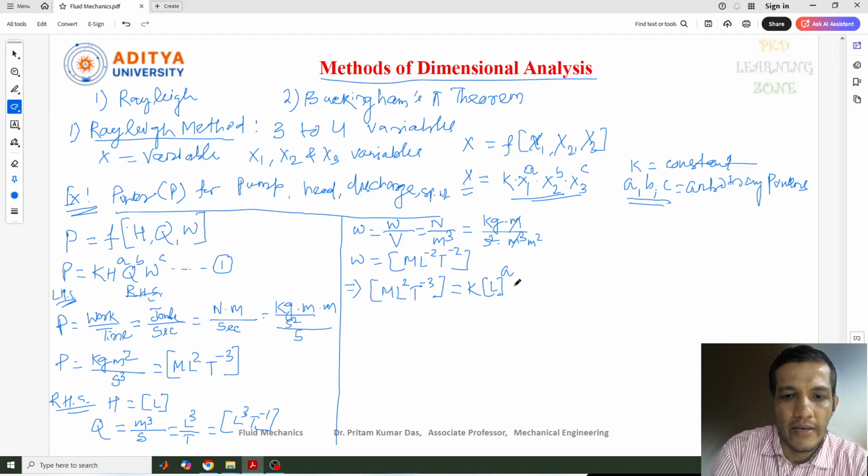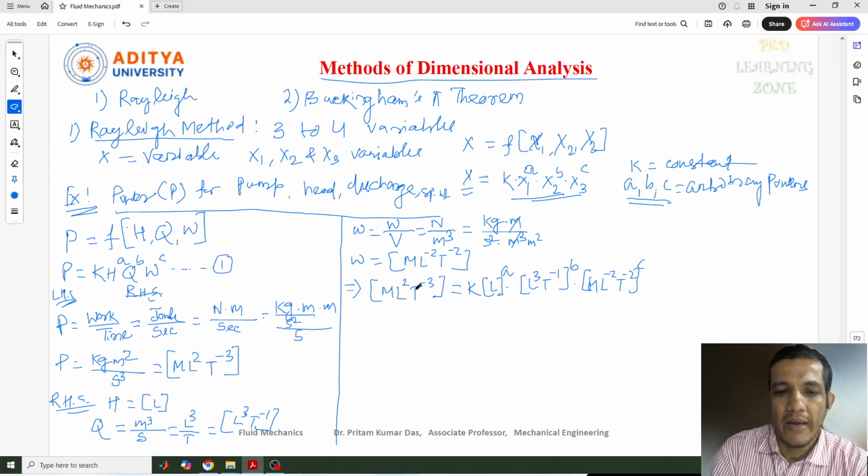Okay, and now the next one is Q. Here we can write L^3 T^-1 whole to the power b, because that arbitrary power b is there, so we need to present that. And the next value is W, specific weight. So here also you need to write M L^-2 T^-2 whole to the power c. So this is another arbitrary power.